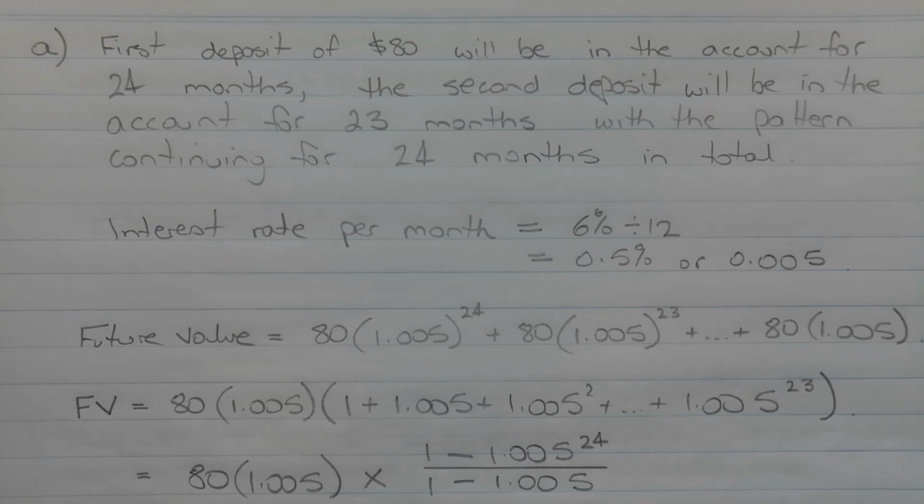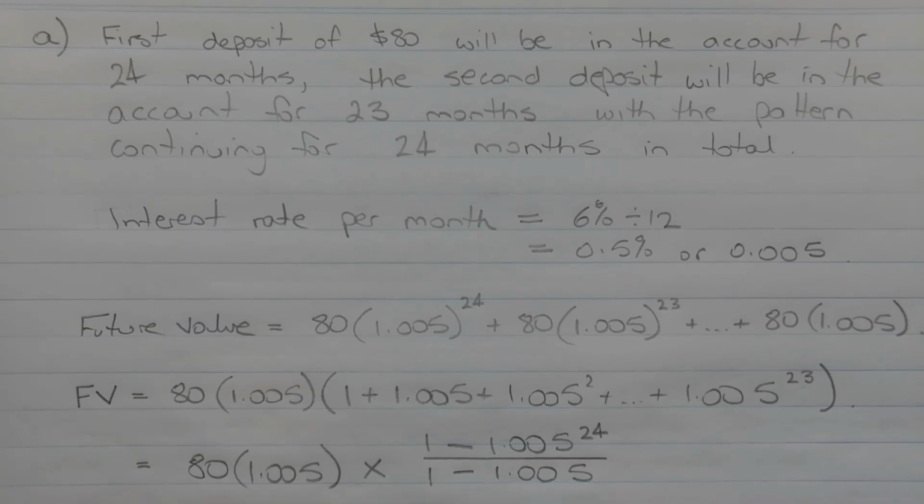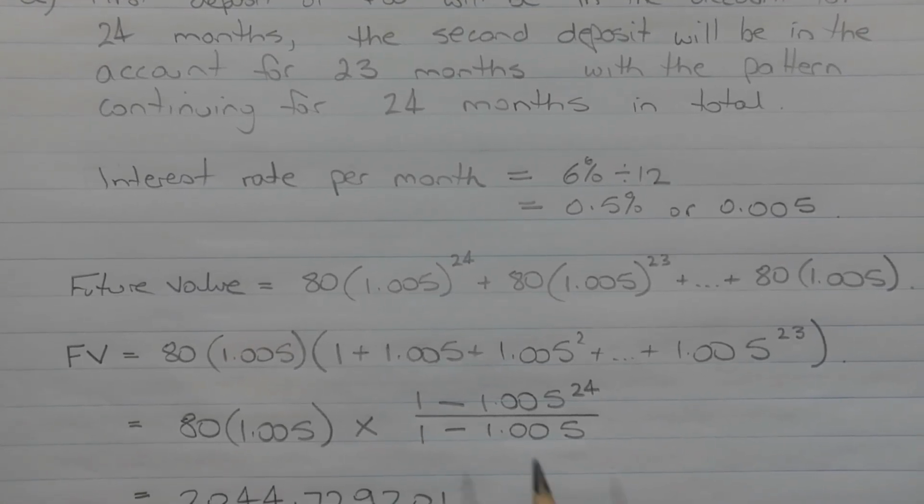We'll do that shortly. But firstly, we need the interest rate per month because the interest rate quoted was the interest rate per annum or per year. So to get the interest rate per month, we take the interest rate per annum, 6%, and we divide that by 12, and we get 0.5% or 0.005 as a decimal. So to get the future value, that's the amount in Jack's account at the end of 24 months, we use the following expression.